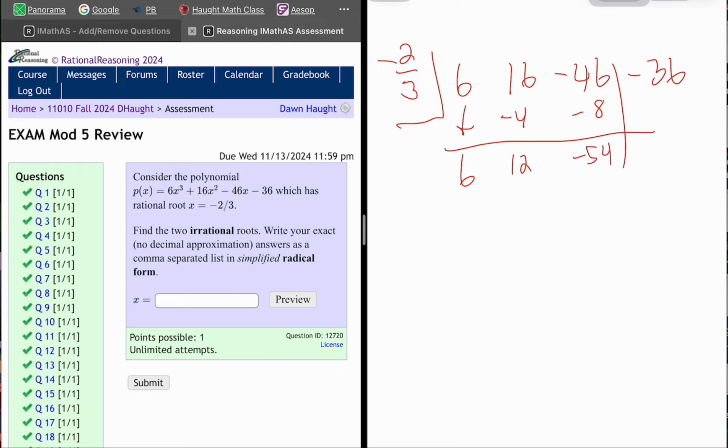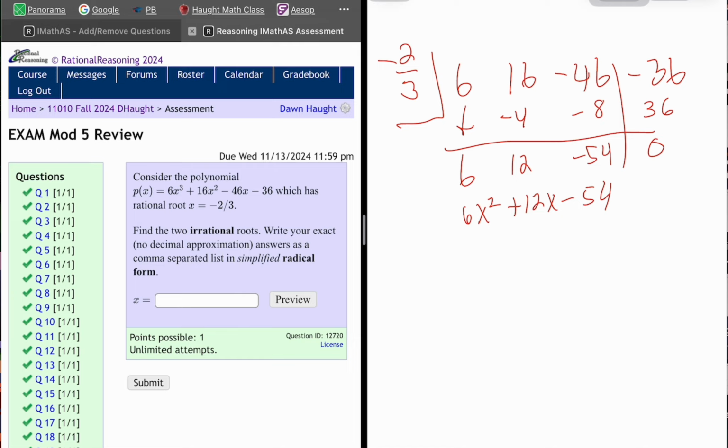Negative 46 minus 8 is negative 54. 2 times 54 is 108. Divided by 3 is 36. So we do get positive 36 in that spot. We do get a 0 remainder, which is great. And so now we have this 6x squared plus 12x minus 54, waiting to find the irrational roots.